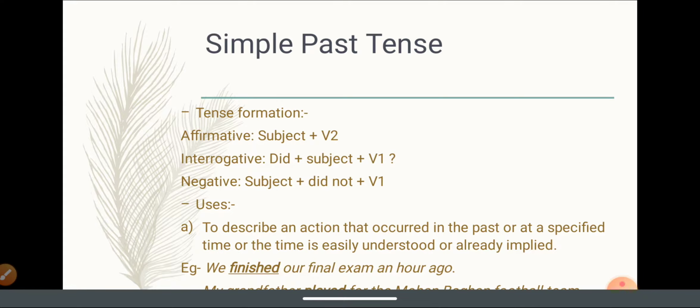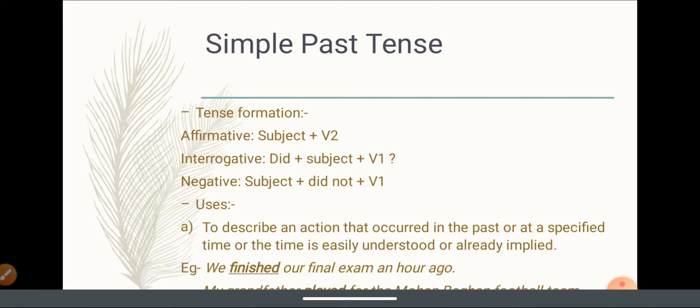To write the sentence, we have to use some formation, that is subject plus second form of verb. In an interrogative sentence of past tense, we will use did plus subject plus first form of verb. To write the negative sentence, we will write down subject first and did not, then first form of verb comes. Let us discuss the uses of simple past tense.